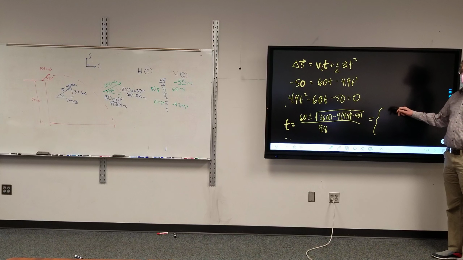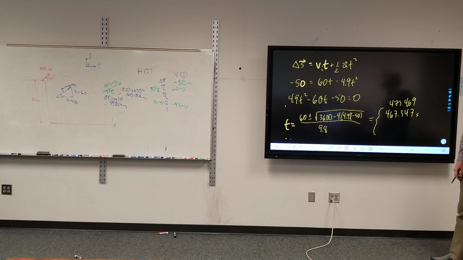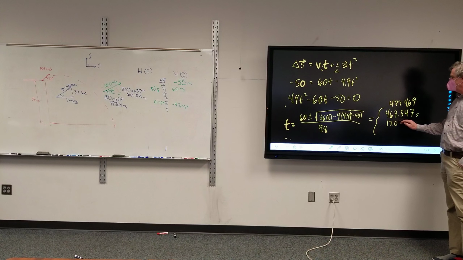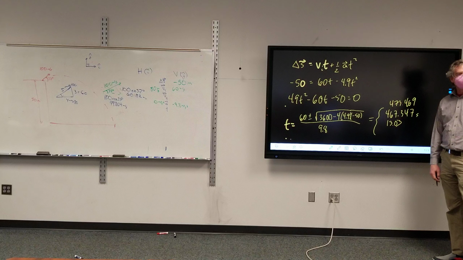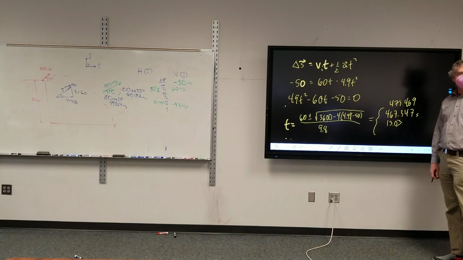For the positive answer, I got, this may be wrong, just depending on how I entered it in the calculator, 467.347. I think that is safe in saying that is not right. I got 473.46 or 4.469. Yeah, something's not right. I got 13.03. That seems more reasonable. I also got 13.03. We have two people with the same thing. Feeling groundswell here.